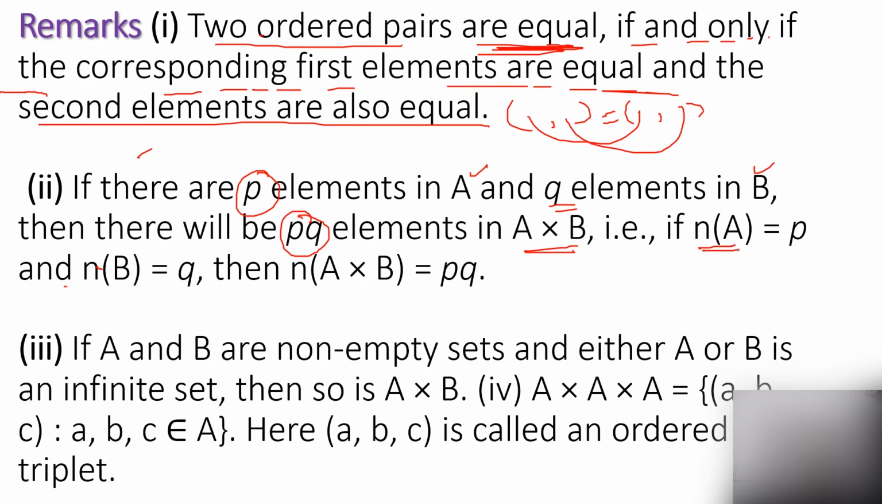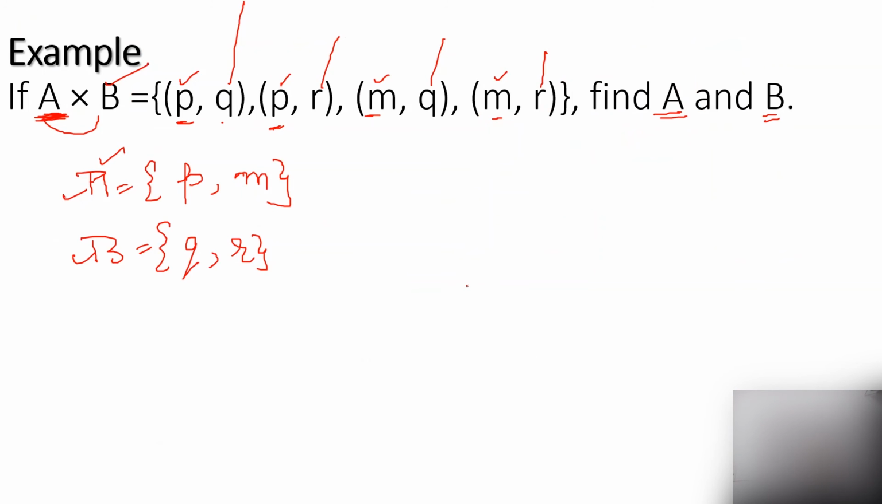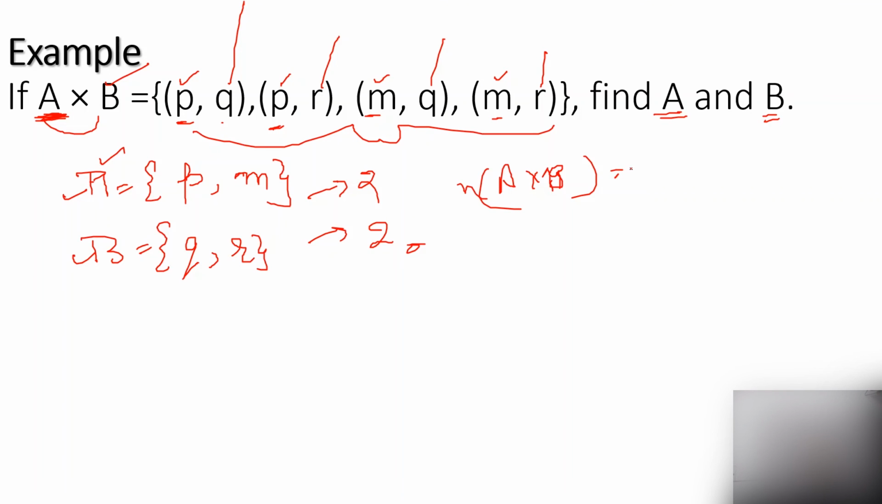If the number of elements in set A is p and the number of elements in set B is q, then the number of elements in A cross B is equal to p into q. This we have observed in the previous example also. There were two elements in set A, two elements in B, and there were four elements in A cross B. P is going to two parts, that is Q and R. Similarly, M is going to two parts, Q and R. That is 2 plus 2, equal to 4.